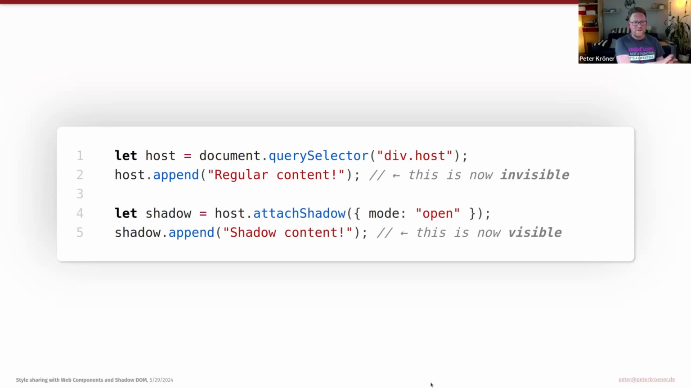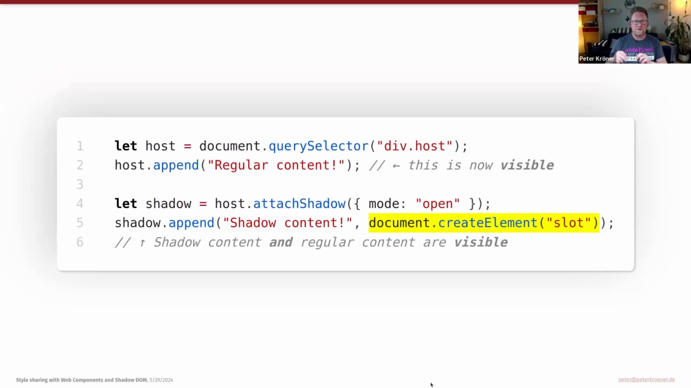The regular content is in what's called the light DOM, the regular DOM, the not shadow DOM. And shadow content is a child element of the shadow tree that's hosted by the div element. So the shadow content is what's visible right now. Now, if you wanted to have both, if you wanted to have the regular content and the shadow content in the shadow tree, then you can use the slot element.